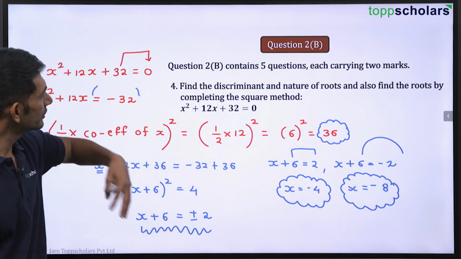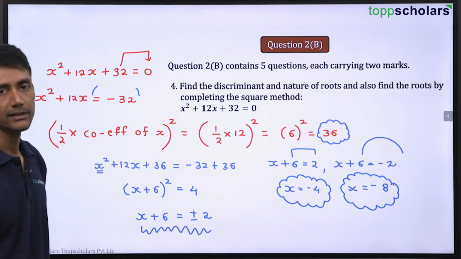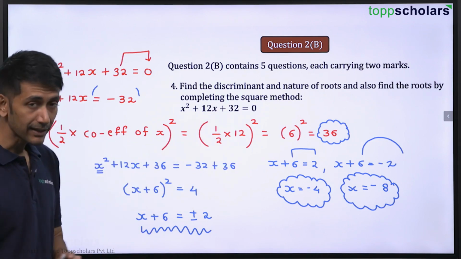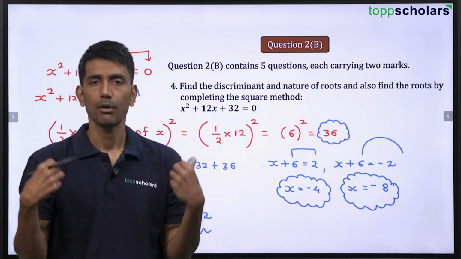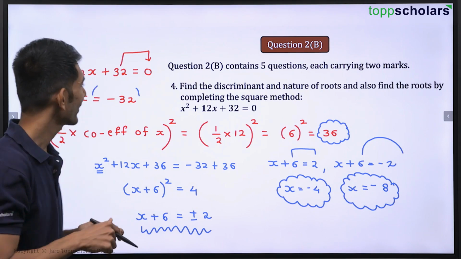I hope you have understood this. This is how you solve by completing the square method. If they tell you factorization method, do it by factorization method. If they tell you use the formula method, do it by formula method. Correct? Okay. Here is the next question.